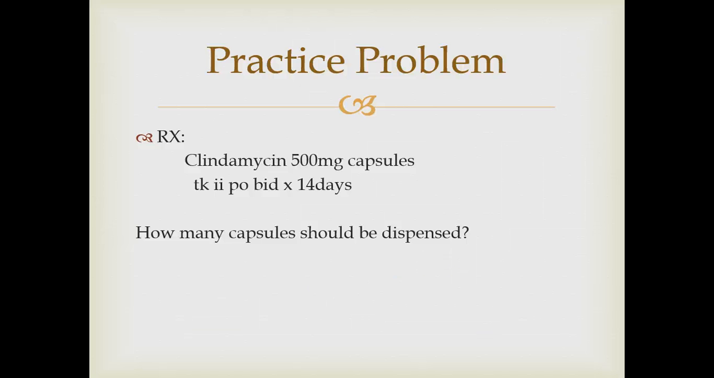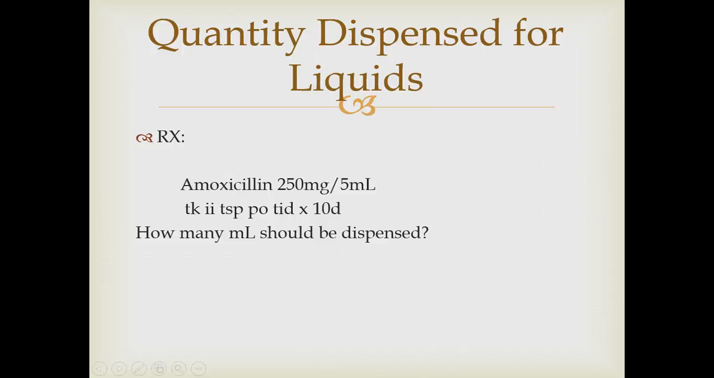Now let's take a look at what it's going to look like for liquids. Now liquids are a little bit different. We have our drug and we have our strength and our form written as so. It's 250 milligrams / 5 mLs. This means that for every 5 milliliters the patient is going to receive, they are going to get 250 milligrams of medication in that 5 mLs.